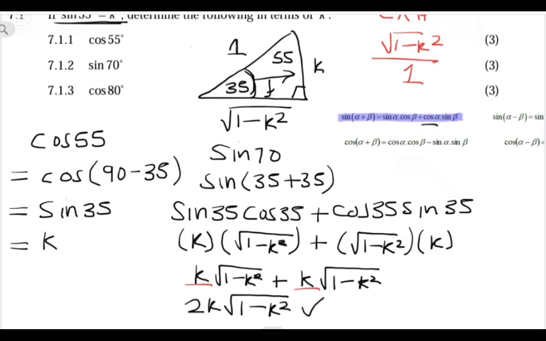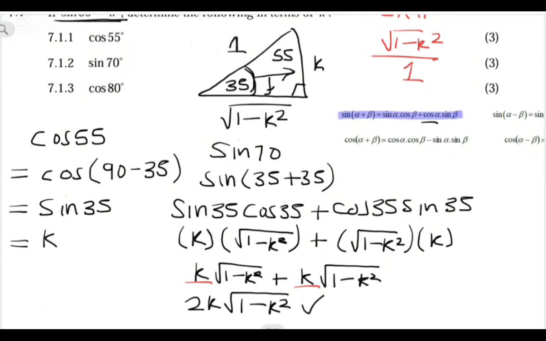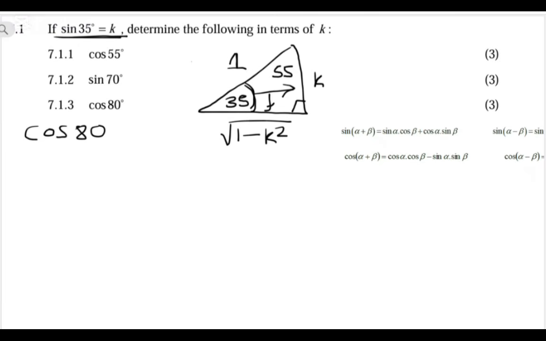So in order for us to move to 7.1.3, I'm going to just erase all of this. You can just take a look at it for the last time before I erase it, because I want to have enough space to write this. Okay, so cos of 80, which is 7.1.3, how can we find the value of this one?